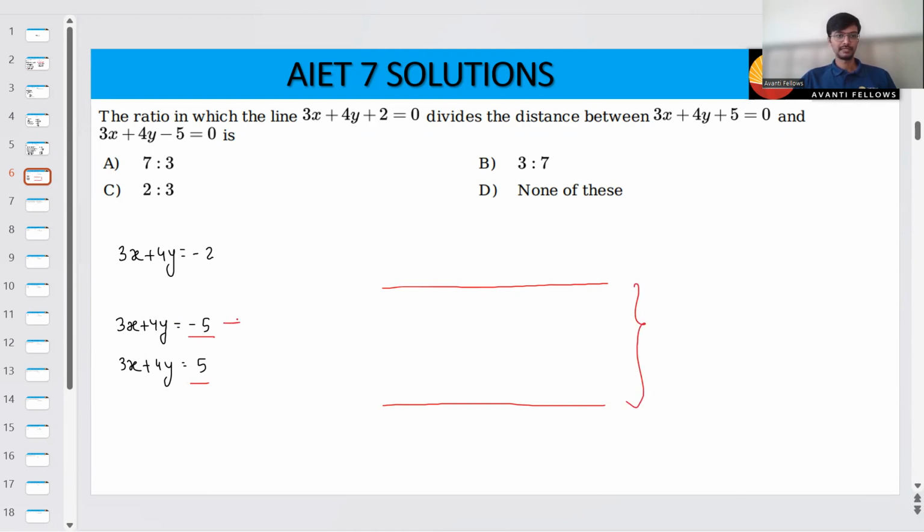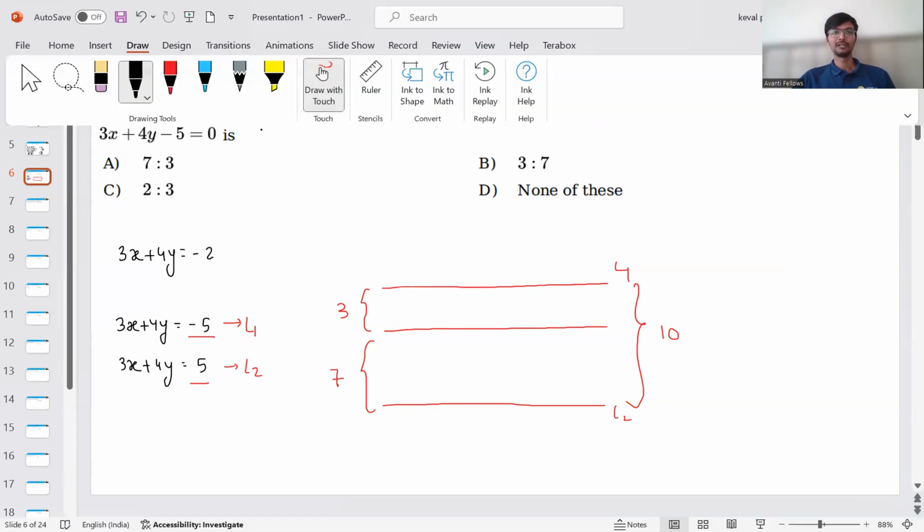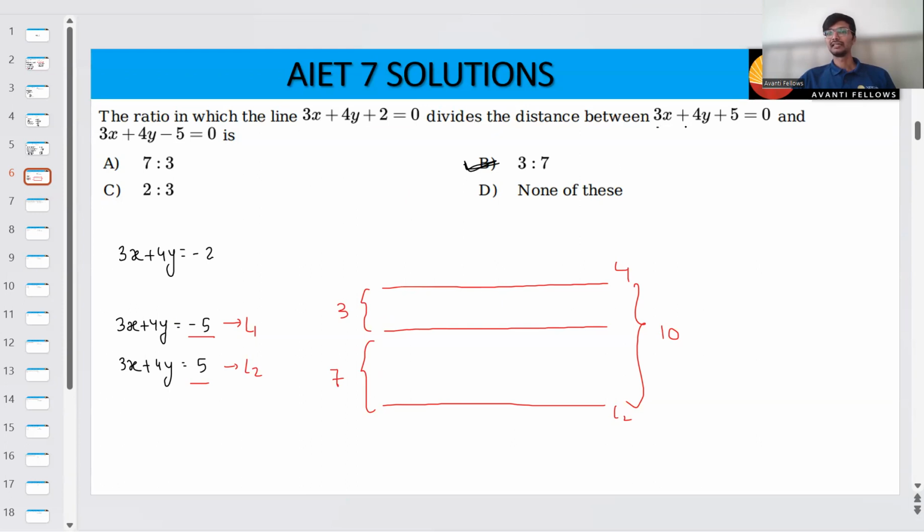So let us mark them as L1 and L2. The distance is 10. Now this line is situated at minus 2, so it will be here, right? And what is the distance between minus 2 and minus 5? It is 3, and this will be 7 because the complete distance is 10. So this line divides L1 and L2 in the ratio 3:7, not 7:3, because it is asked L1 is to L2. Correct? So this is the way you can do it without using the distance formula. Let's see the next one.